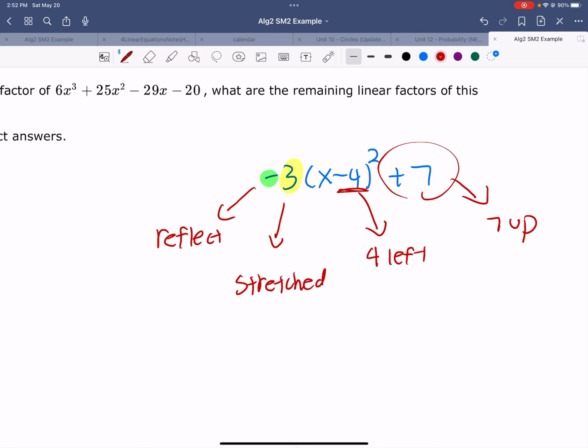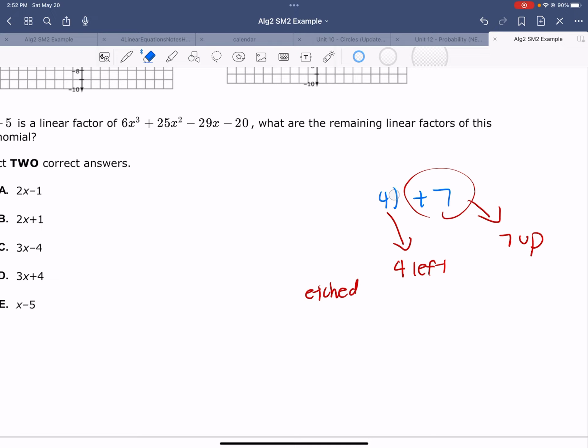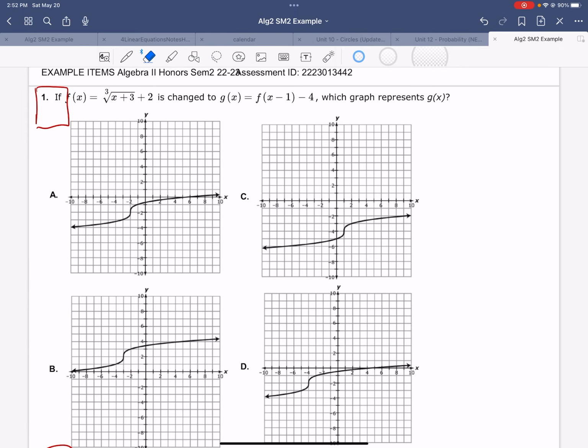So pause the video, write this down on some other paper so that you can use this as a reference. All right? So based on this fact, we are going to do each question.